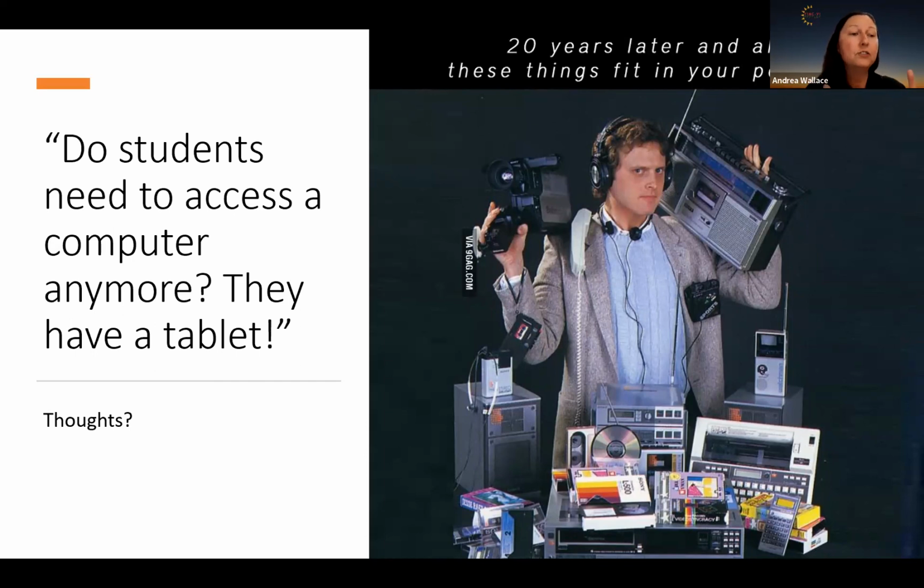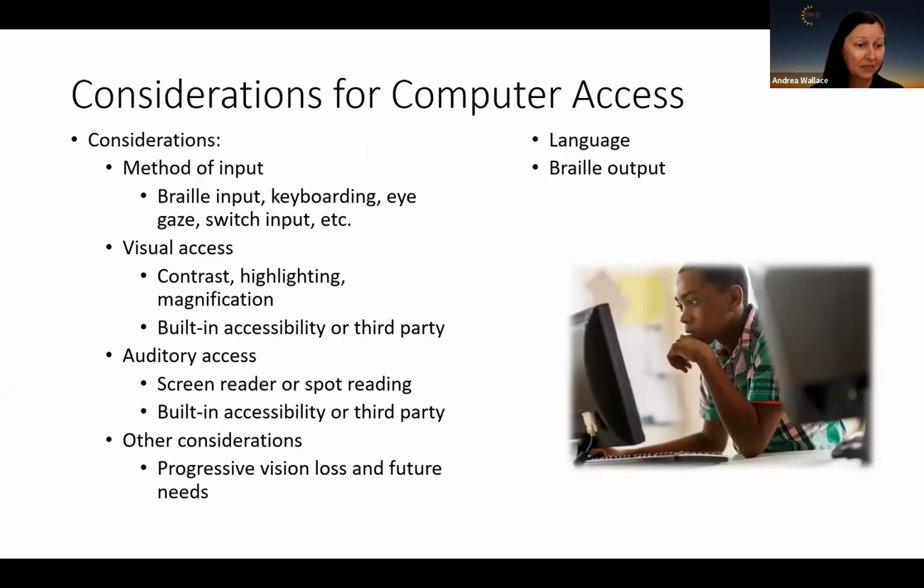Okay, so I want to describe the image on this. It says 20 years later, and all of these things fit in your pocket, and it's a guy that has a VHS camcorder. He's got a boom box. There's a calculator, a weather radio, Walkman, cassettes, CDs, all the stuff, electronic typewriter, all kinds of stuff. Really, truly, all of that is in our hand, but that doesn't mean it is the only device that students should be using.